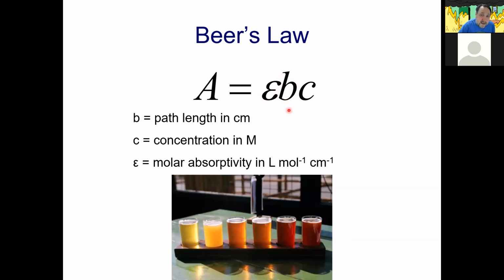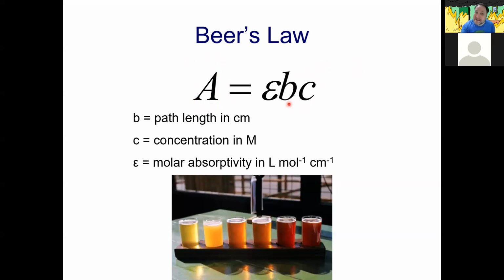And we will design instrumentation to keep our path length constant and reproducible. And then concentration, how much stuff do we have? And so Beer's Law is a nice way for us to relate absorbance, which is pretty easy for us to measure, and concentration.